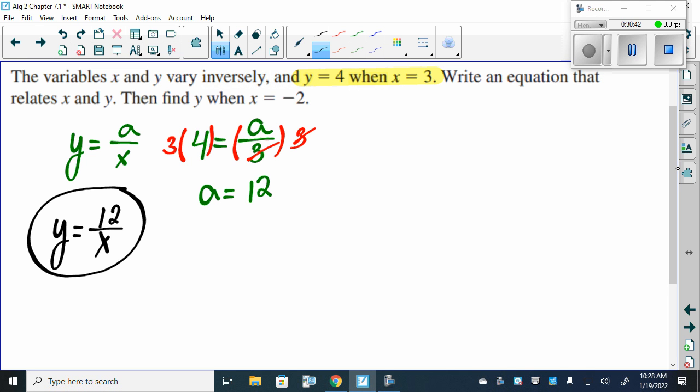Now this one here, you might be wondering, why are we not using the other form, x times y equals a? Because we can, but having it set up as y equals a divided by x does help us get to the correct form a little bit easier.